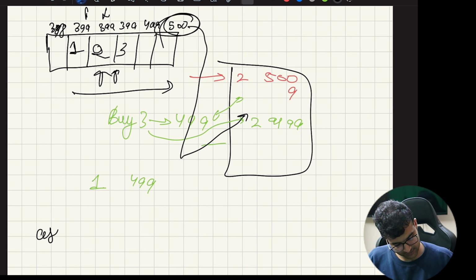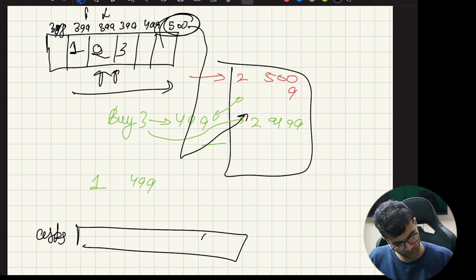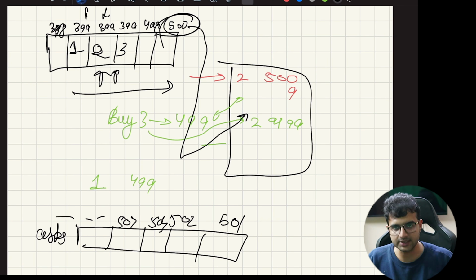And what about the asks array? In the asks array, I would put the least value here. Someone is willing to sell it for 501, someone for 502, 503, 503, and so on and so forth. This is how I'm sorting the bids and asks at every point.